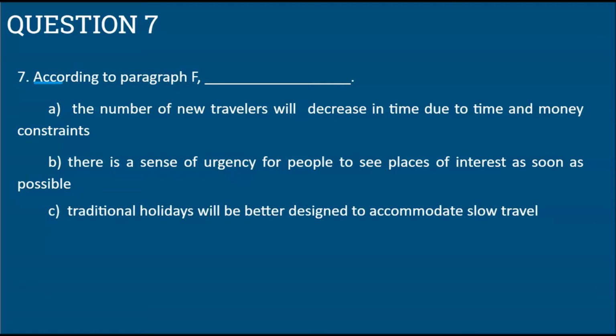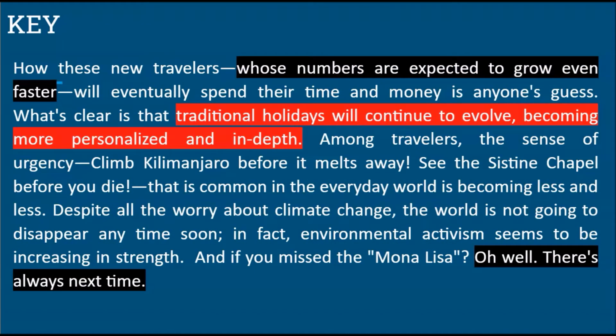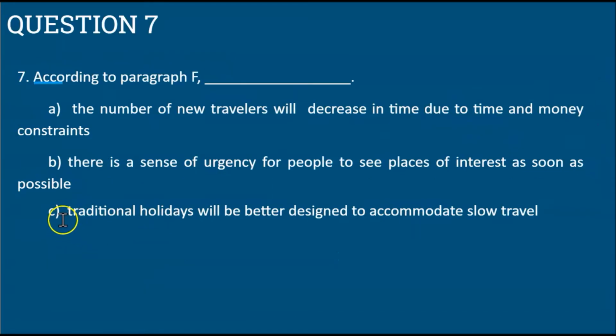If you have read question 7 carefully, here is your paragraph F. Now you can pause the video and carefully read the paragraph. Because you read the paragraph carefully already, now we can visit the key. So the answer key for this question 7 is C.